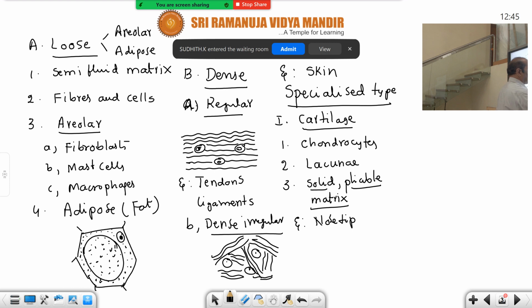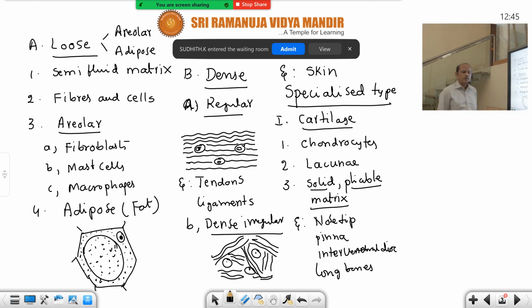Ear corners, external ear corners, also you can say pinna. And the intervertebral discs between vertebrae, etc. Long bones of limbs, etc. At the junction of the long bones also articular cartilage is present. And trachea, bronchi are also made up of hyaline cartilage. Larynx is also made up of cartilage. So this is about the cartilage, but only these examples are given in the NCERT book.